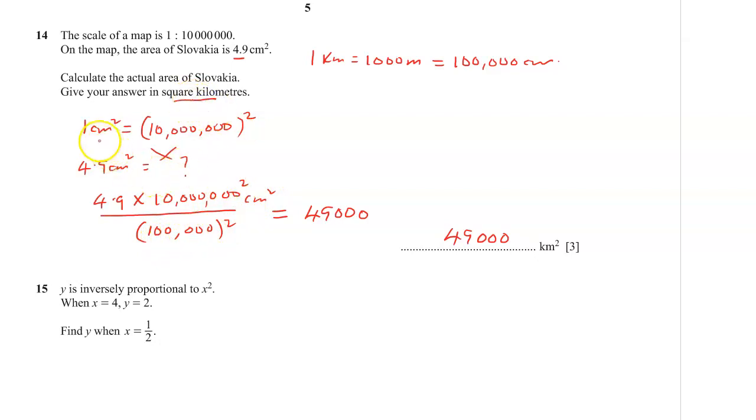Of course we want to change it into square kilometers. We know that 1 kilometer is 100,000 centimeters. So we divide by 100,000 squared to get to square kilometers. Therefore, when you work this out nicely, you're going to get 49,000. 49,000 would be the square kilometers.